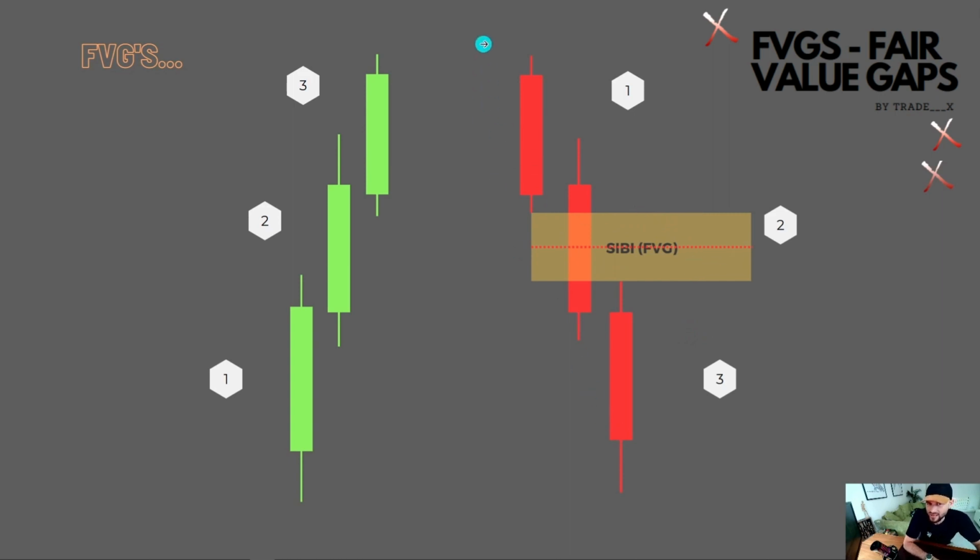Now, what we could look at for anticipatory skills, for understanding whether price is likely to fill the lower quadrant or the upper quadrant, is to look to see where this SIBI forms inside of the range. If this SIBI, for example, is inside the equilibrium of this range, we can anticipate price to run slightly deeper, getting into an OTE of the range before moving lower.